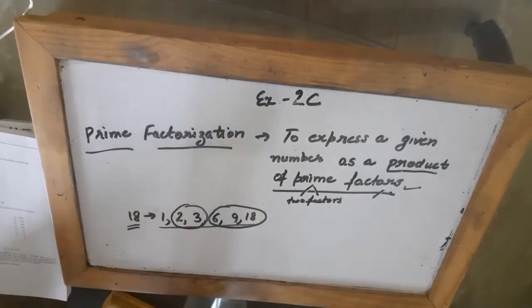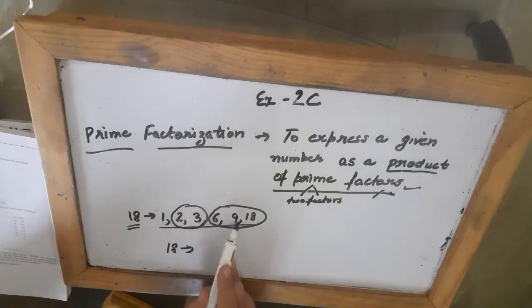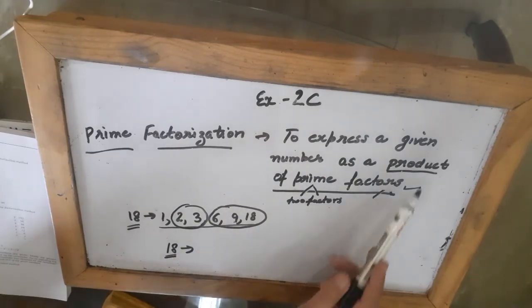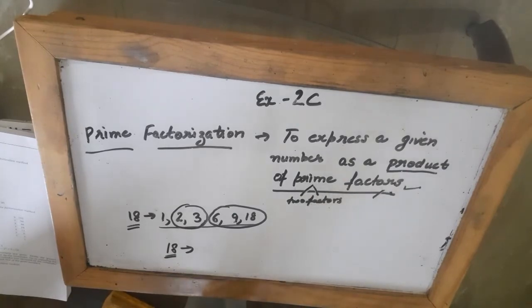But in the prime factorization method, I want the factors of 18 which are only prime numbers. I don't want 6, 9, 18. I want to express 18 as a product of its prime factors only. So how can you do it? You can say 2 9s are 18. So 2 is a prime number, but 9 is not a prime number. So 9 again you can write as 3 3s are 9. This is a composite number, so I can again break it down into prime factors: 3 3s are 9, and 2 I already have.